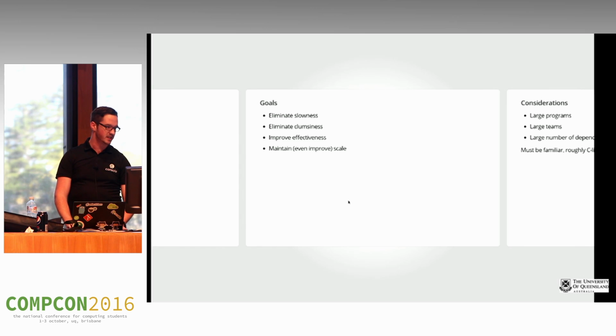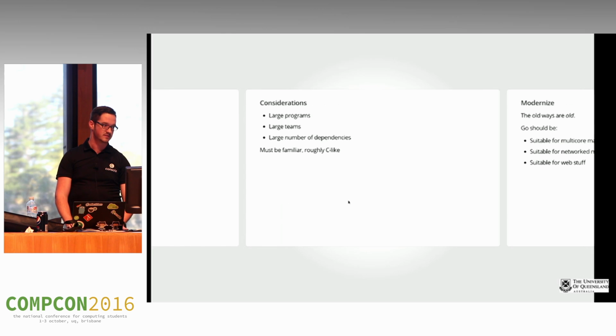Goals of Go: eliminate slowness, eliminate clumsiness, improve effectiveness, maintain, even improve scale, with the considerations of large programs, large teams, large number of dependencies.